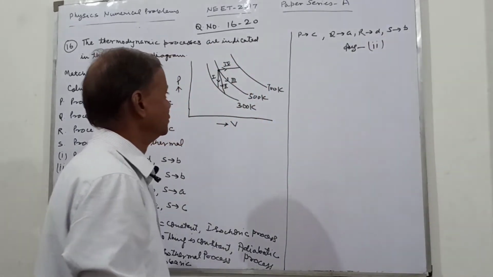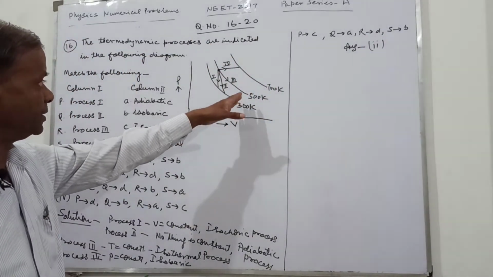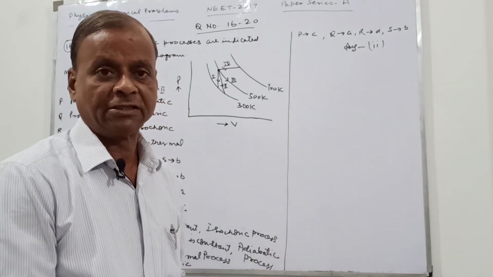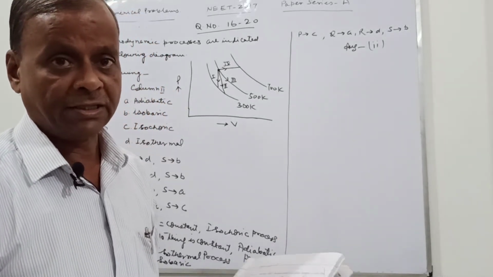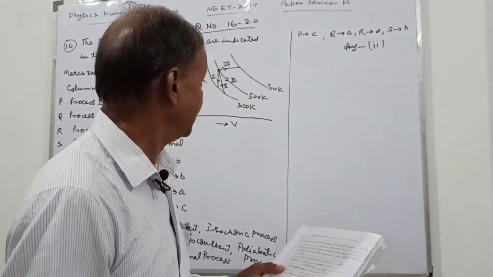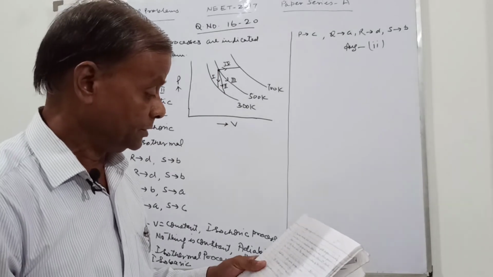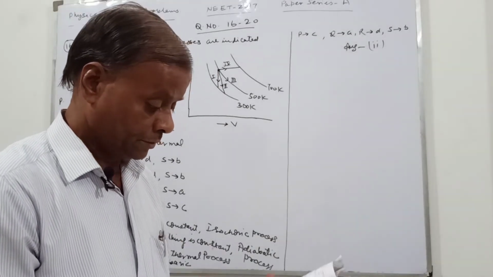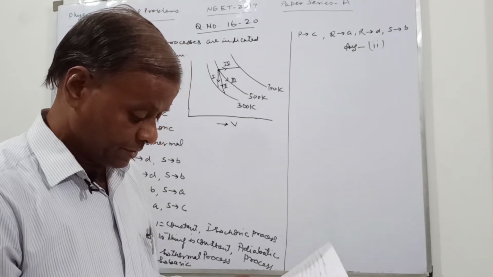So thus by looking at what is constant and what is not constant, you can find whether the process is isothermal, isobaric, isochoric, or adiabatic. This is question number 16. And now question number 17.